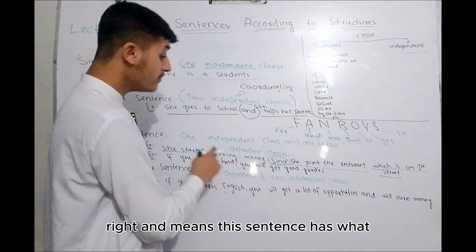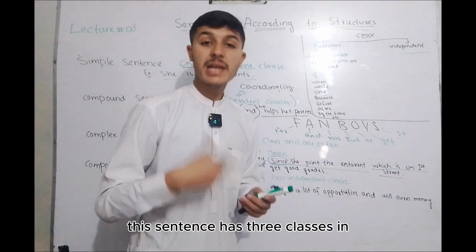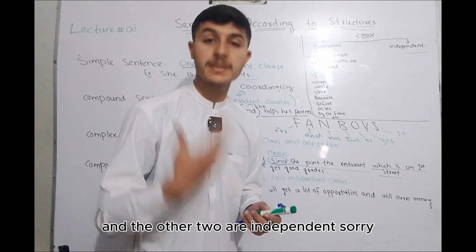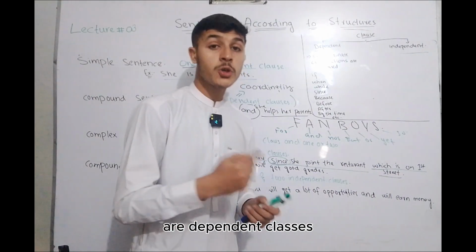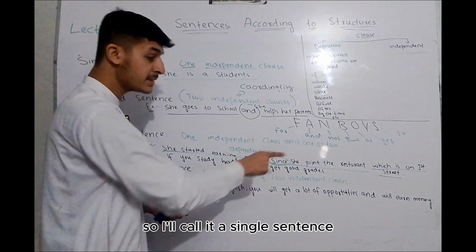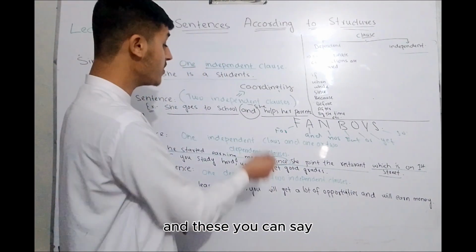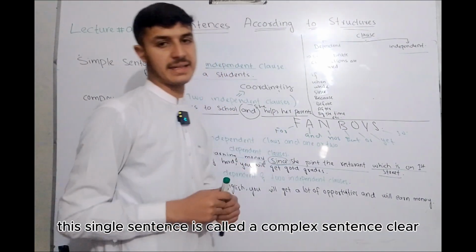Clear? Right? And this sentence has what? This sentence has three clauses in which one is dependent and the other two are independent. Sorry, one is independent and the other two are dependent clauses. So I'll call it a single sentence, not separate sentences or three sentences. And you can say this single sentence is called a complex sentence.